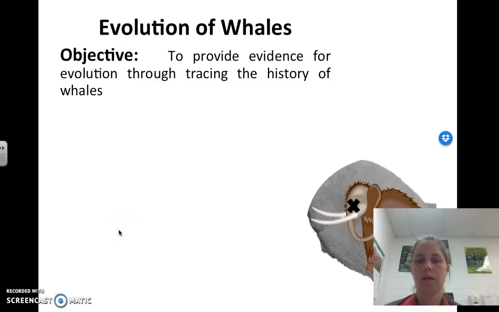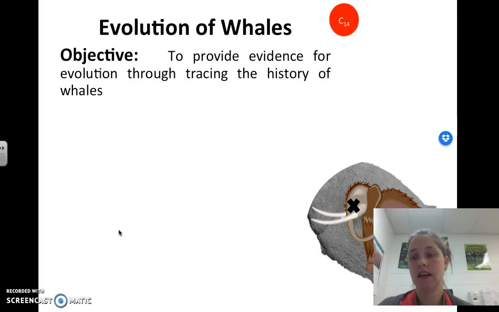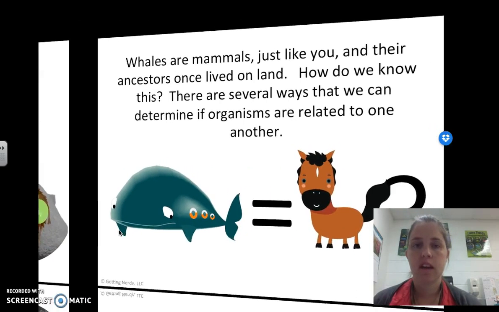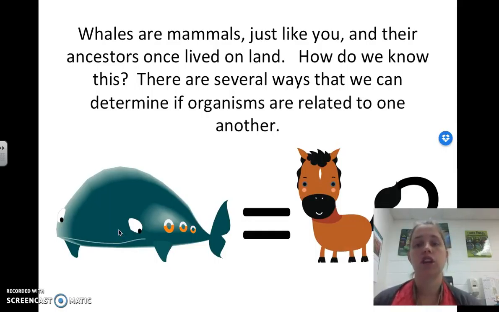All right, we are going to talk about the evolution of whales. In other words, this is an example of evolution of an organism that we have studied through the process of radioactive dating, and that we are able to determine what the ancestors of the whale is. So whales are mammals just like you, and their ancestors once lived on land. So at one point, the ancestors of whales lived like we do on land and walked around.